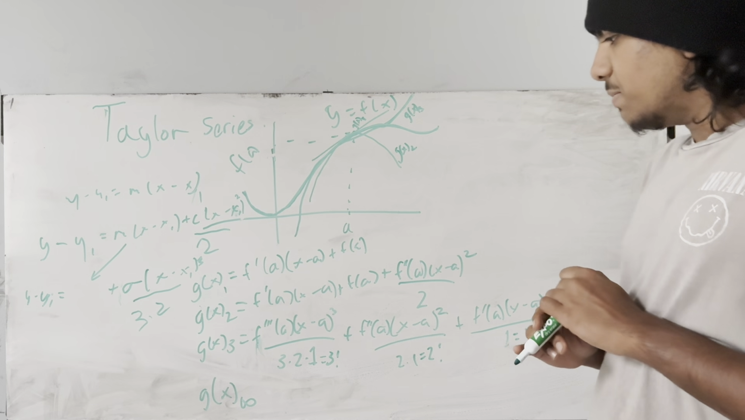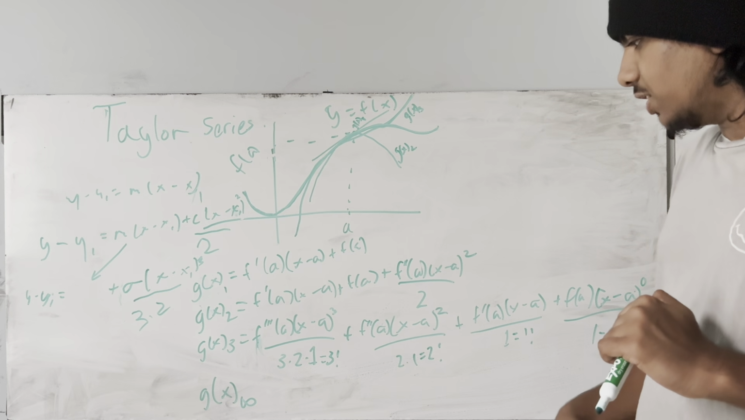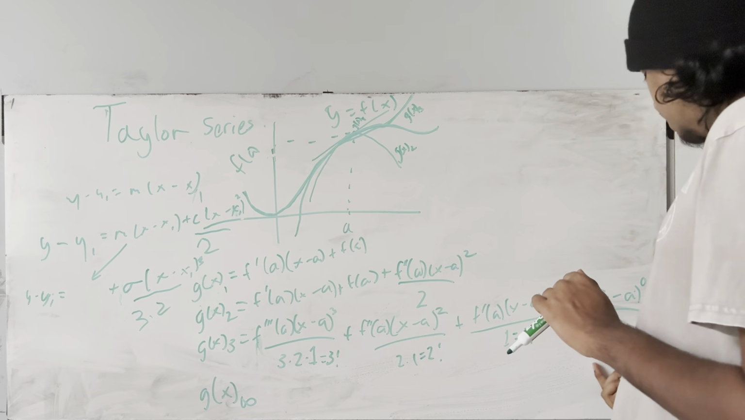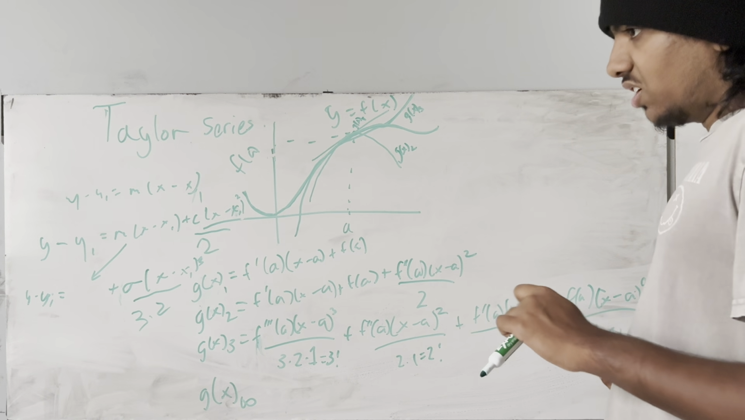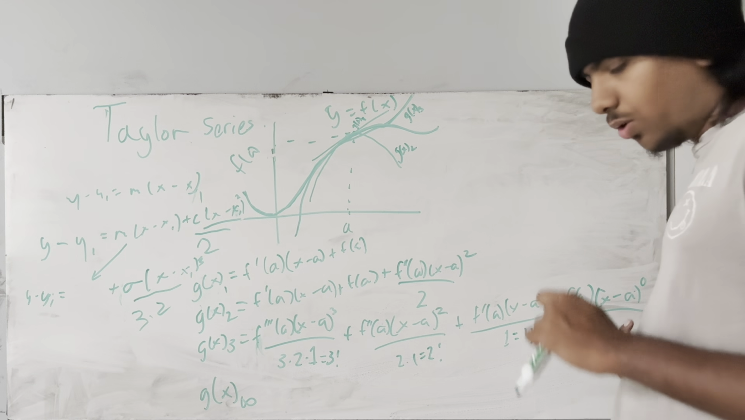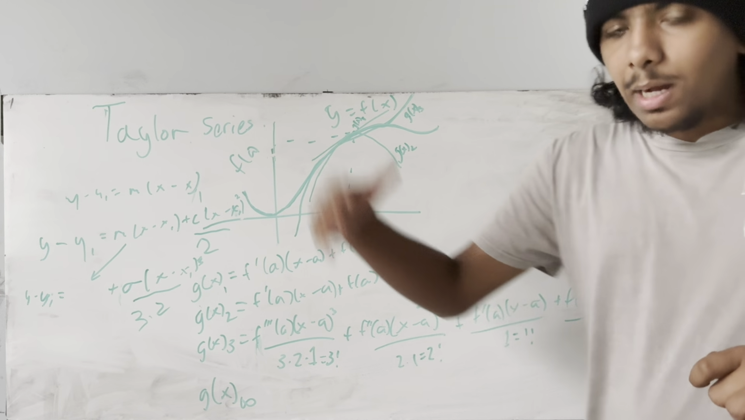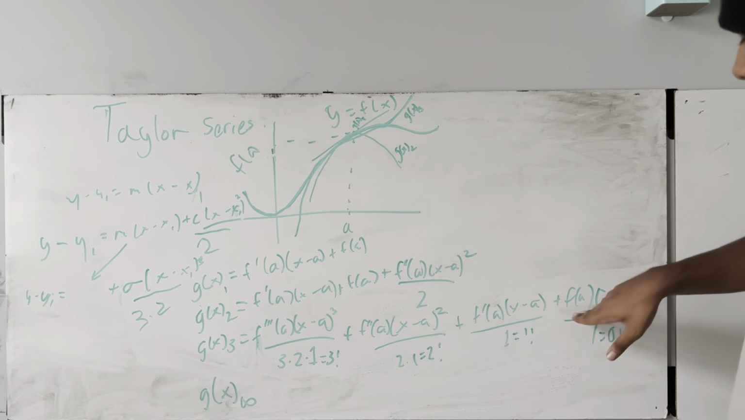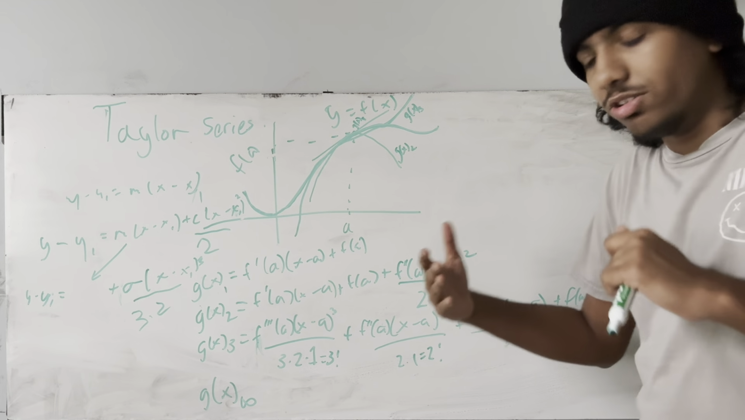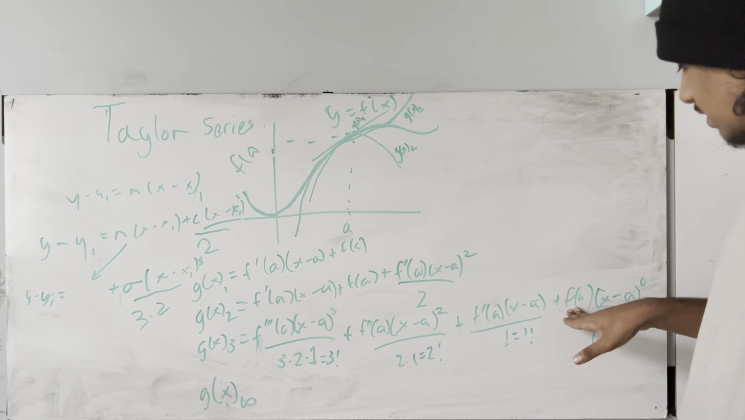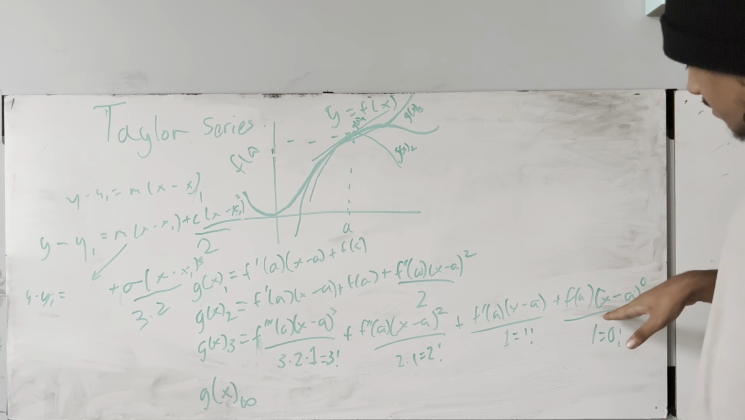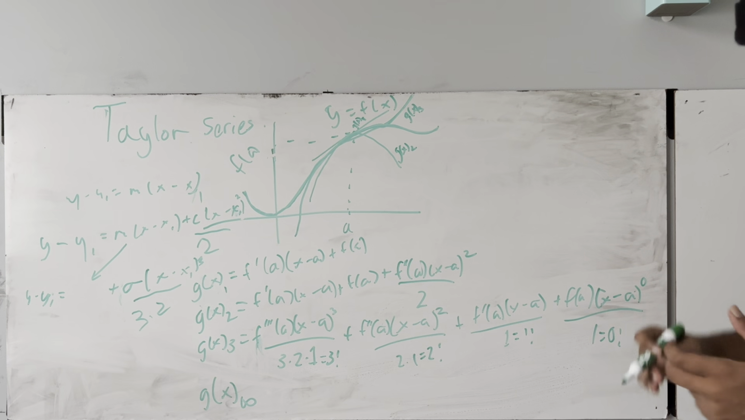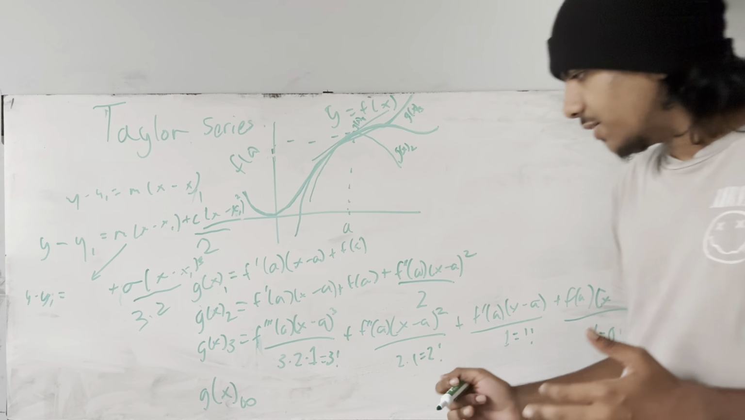So maybe if I want to find the infinite amount of terms, maybe I just add up all the whole numbers, positive integers, from 0 up until infinity of this pattern. So say we have the nth whole number, we want to multiply the nth derivative at a times x minus a to the nth power divided by n factorial. That's the pattern we're so far looking at.